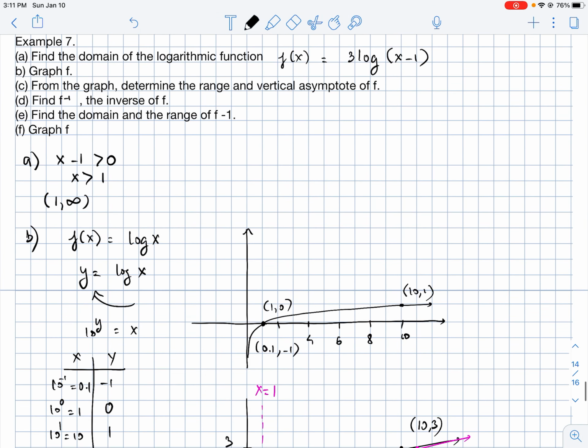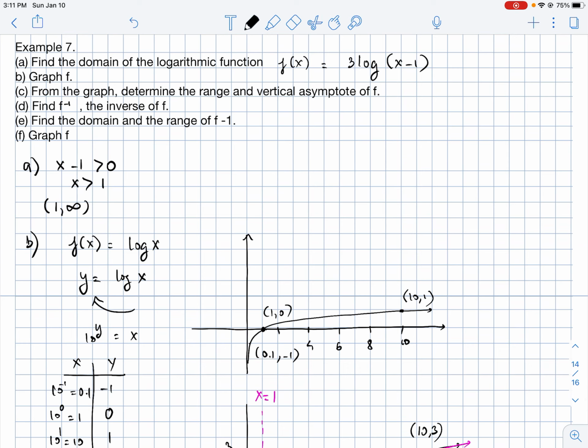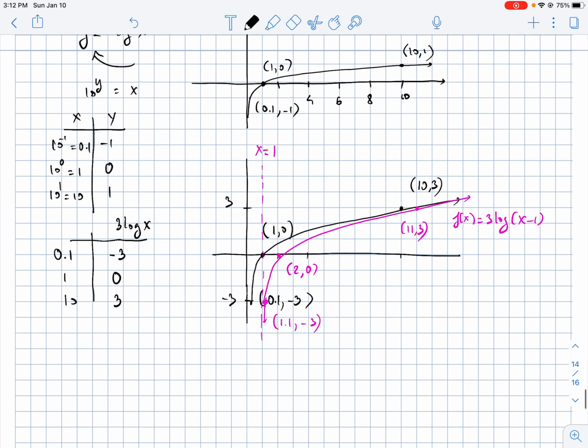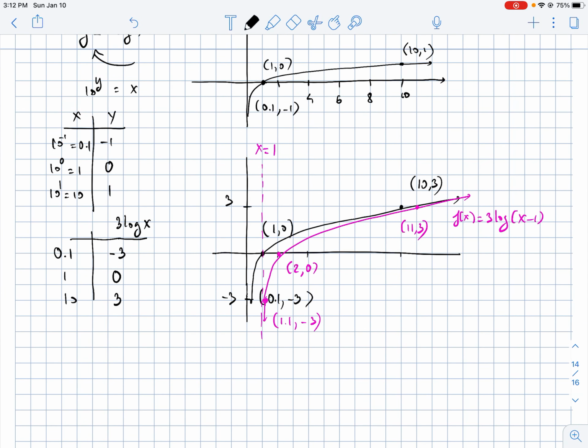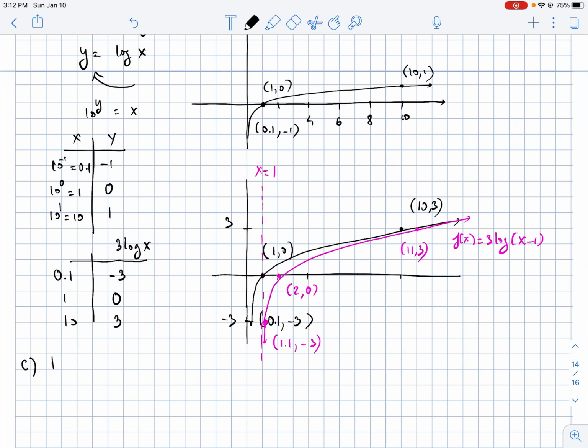In part C, we want to look at the graph and determine the range and the vertical asymptote. So I want to copy part A again. The domain we found from part A before is from 1 to infinity, and the range we got from the graph is from negative infinity to positive infinity. The vertical asymptote is x equals 1.